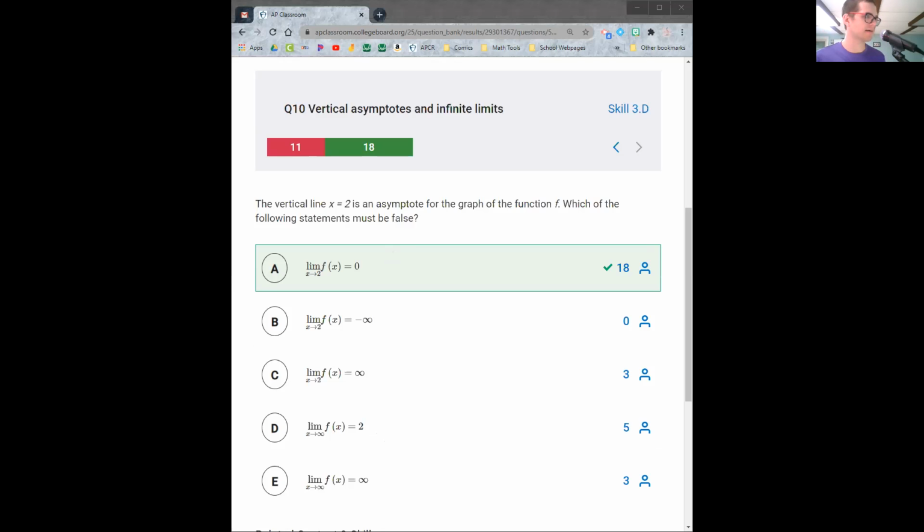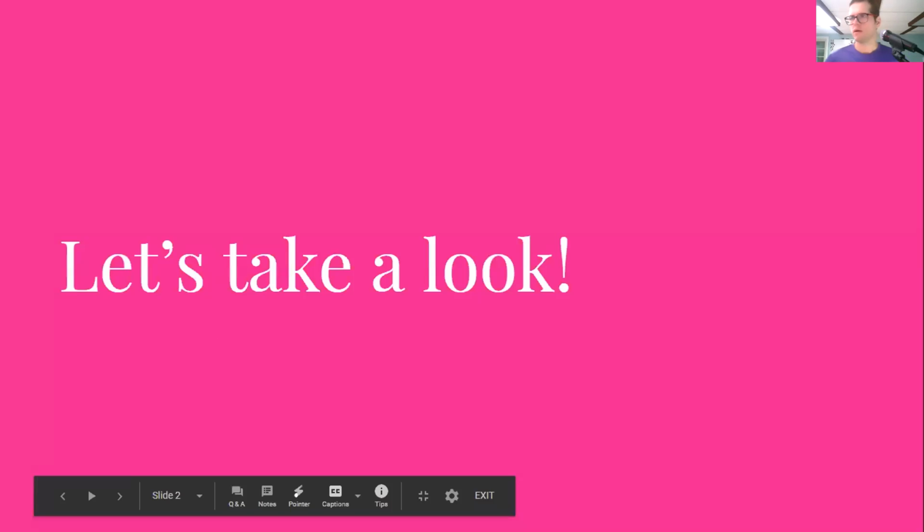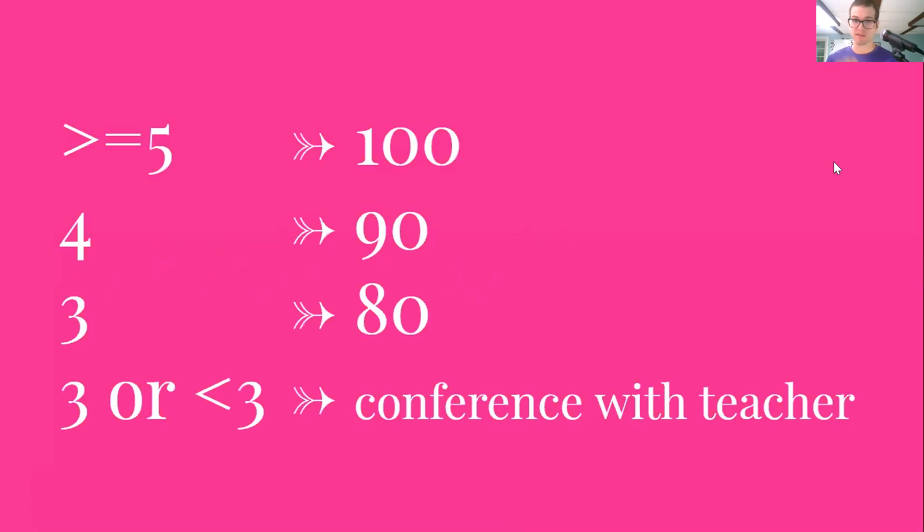Coming back. Probably want to know how the grades work out for that. So here's what we're going to do. There were 10 points on the quiz. If you got 5 or more, you're getting full points. 4, you're getting 90. 3, you're getting 80. If you got 3 or less than 3, you need to have a conference with the teacher. So you need to talk with me, and we'll set up a time.